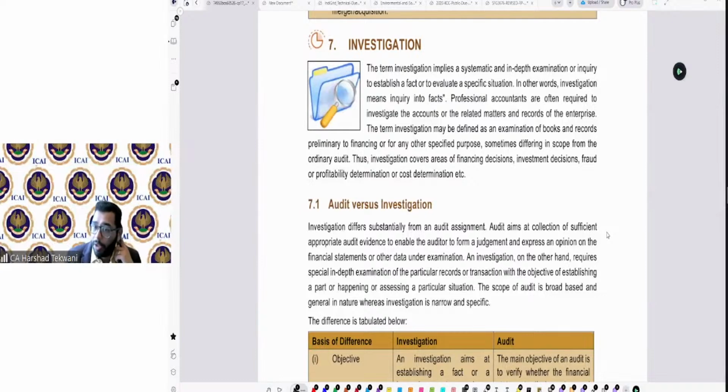Now in investigation, guys, how investigation is different from due diligence, I'll explain to you. That can be well understood by the types of investigations that are being carried out. Let's go to the types of investigation first, and then we will understand how investigation is different from due diligence.